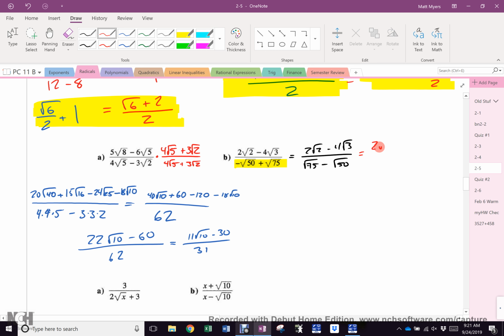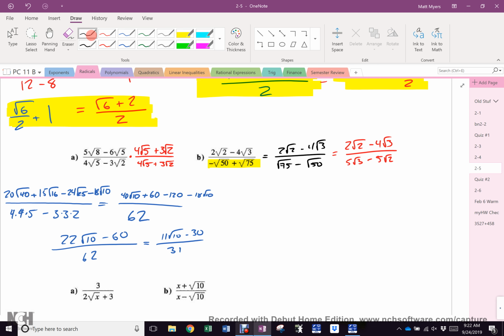So you may want to go 2 root 2 minus 4 root 3 over 5 root 3 minus 5 root 2. And now it's easier to work with. Of course, that makes your conjugate 5 root 3 plus 5 root 2, 5 root 3 plus 5 root 2, and then I just go to town. That is 10 root 6.